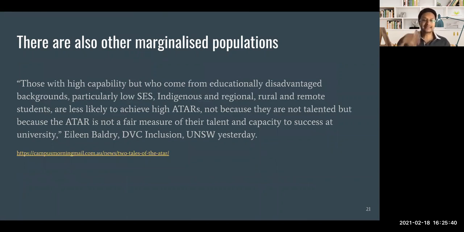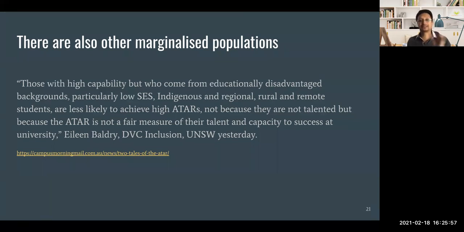ATAR is like the score you need to get into university in Australia, or for one particular state of Australia. And this idea that ATAR is not a fair measure of their talent and capacity to succeed at university, because they may not have had the opportunity that other people would have had.